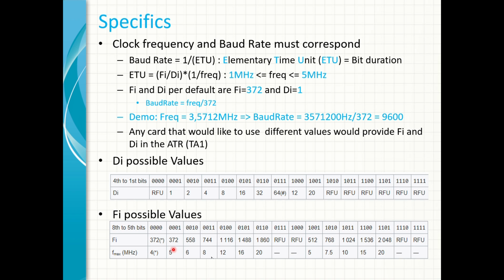You will also ask, what if Fi and Di in the ATR of a card don't correspond? The answer is simple. EMV also specifies that a terminal can negotiate those values with a card. So in most cases, the card will always accept default values, which makes it easier to be implemented without trying to change either the frequency or the baud rate at runtime.